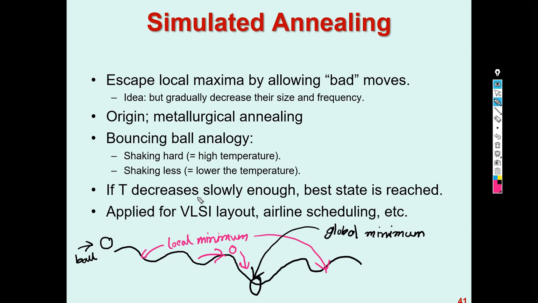So at first we'll start shaking hard to make sure that the ball may get out of the local minimum values, but eventually we'll start shaking less. That means whenever we're shaking less, we'll try to make sure the ball doesn't get out of the global minimum value, it should stay there instead. So at first we keep the value of T high, then we start decreasing the value of T slowly, so that whenever we reach the best state, we can settle for the most optimal solution.